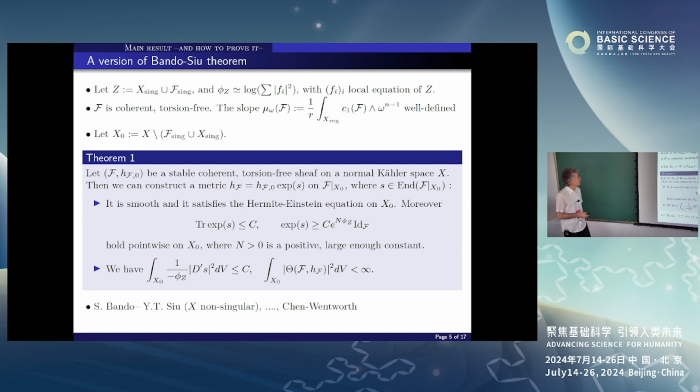Fine. So now, people who work in this direction, well, I think the first ones to consider this sort of context were Bando and Siu. In their work, X was non-singular and F was a coherent torsion-free sheaf. And then many people, among the recent ones are Chen and Wentworth. I will not try to give you the whole list of people, because if I ever forget somebody, he will instantly become my mortal enemy. So I won't want to risk that.